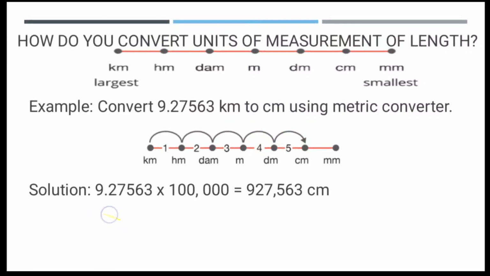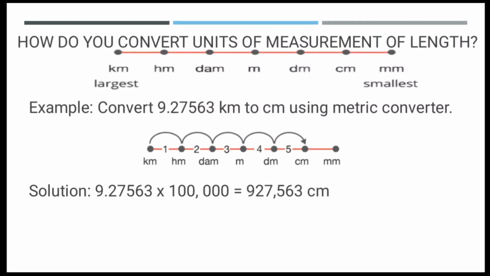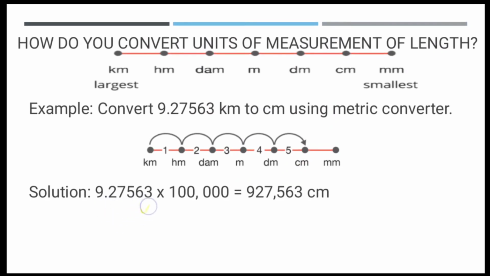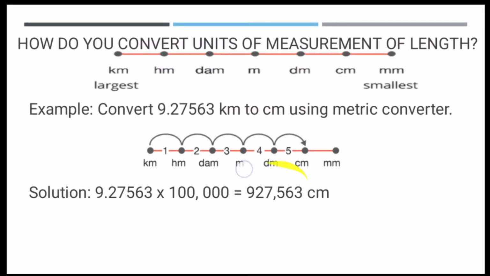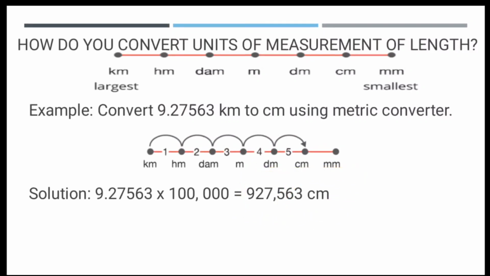So 9.27563 times 100,000 would be, so for us to solve this, you just have to move the decimal point 5 units to the right as well. So from here, we have to move 1, 2, 3, 4, 5. So the decimal point is after 3. So our answer is 927,563. And now, our unit is centimeter. Okay? So this would be our final answer.